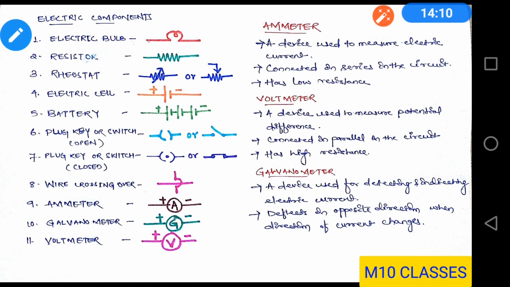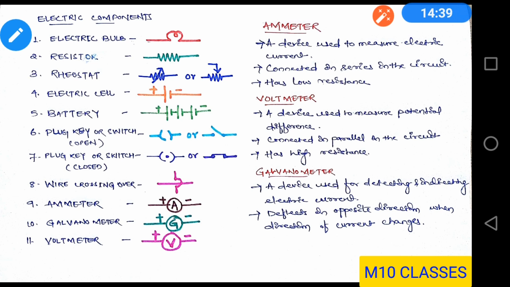As you can see in the figure, you have electric bulb. Next is resistor. This is a zigzag line that has been drawn here. Remember, resistor does not have any positive end or negative end. Next comes rheostat. Rheostat is nothing but a variable resistance. In case of resistor, the value is fixed, but in case of rheostat, the value varies.